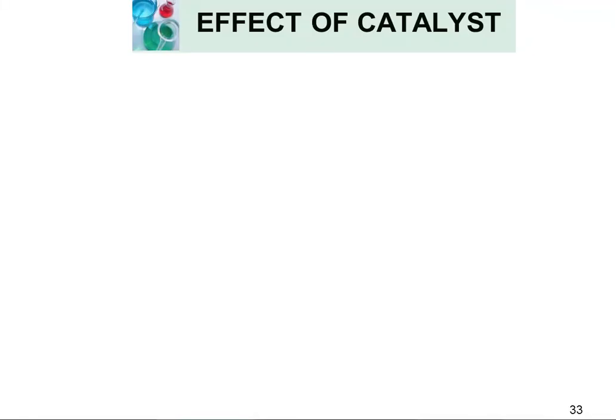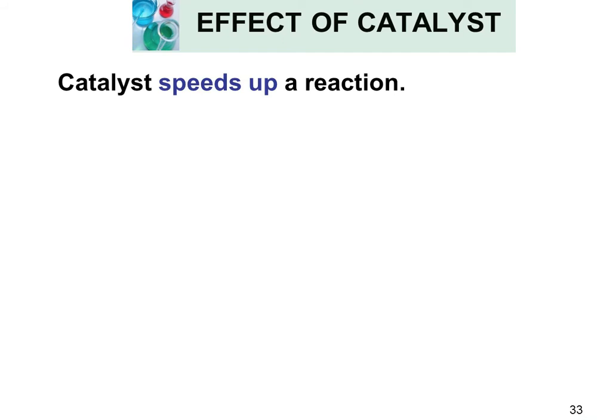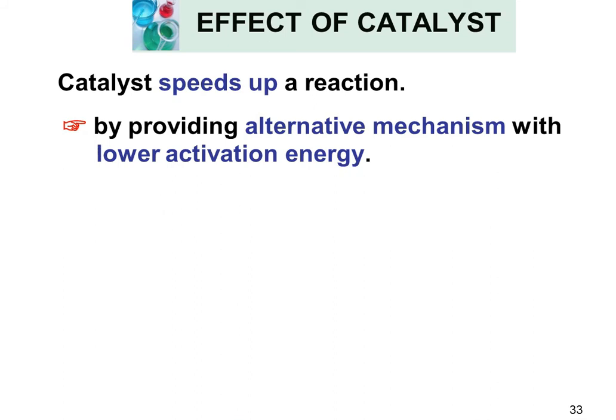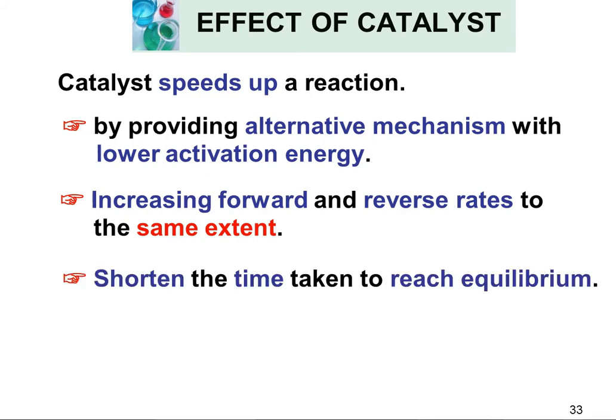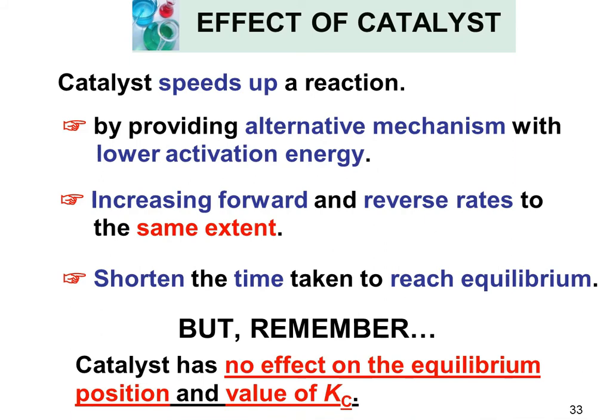Effect of catalyst. The catalyst will speed up a reaction by providing an alternative mechanism with lower activation energy, increasing the forward and reverse rates to the same extent, and shortening the time taken to reach equilibrium. But remember, a catalyst has no effect on the equilibrium position and the value of Kc.